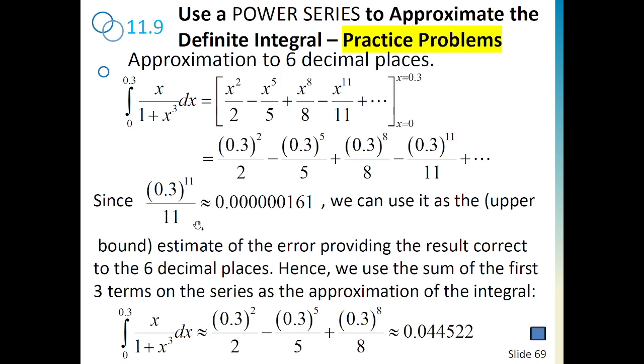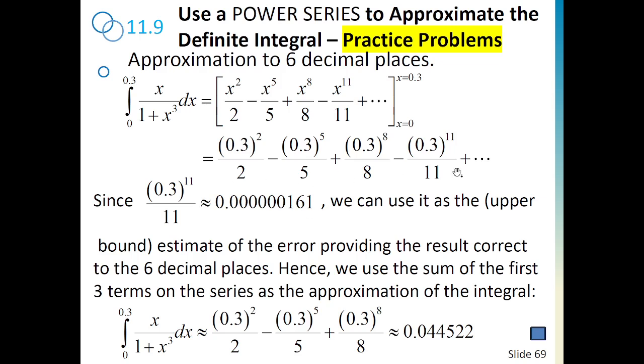So this means that this term represents our error, and these terms here will be used to get an approximation. Why? Because this is an alternating series and the error on an alternating series is the first neglected term. Here we want that term to have at least 6 zeros, while this one has. So that's the reasoning process here.